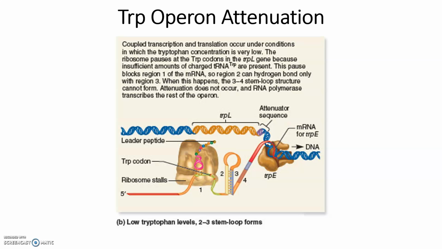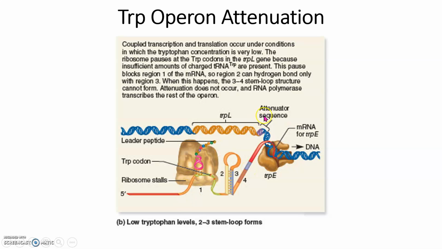And as it stops and waits, it covers, so think of this as like blocking some sequence. And so it's blocking 1, so 1 can't bind to 2. This leaves 2 to bind to 3, and therefore 3 and 4 can't bind.